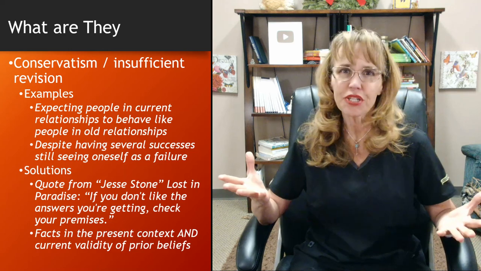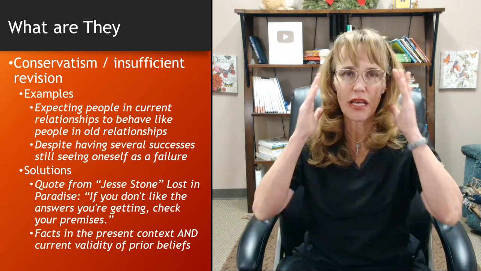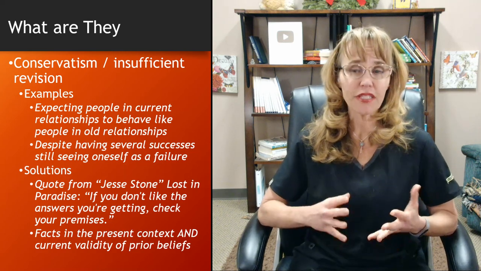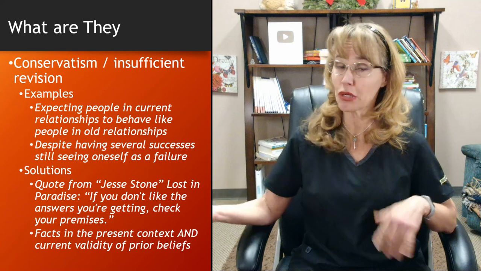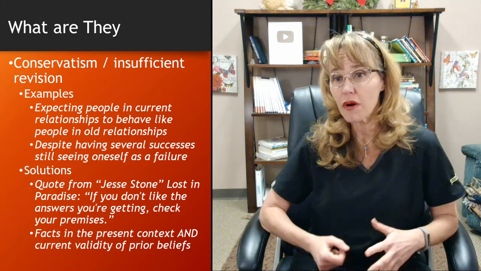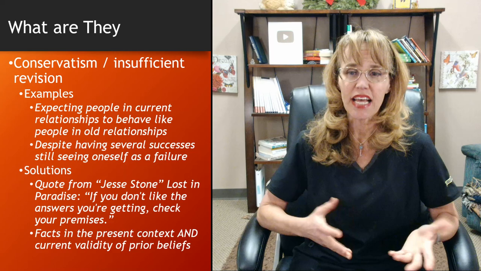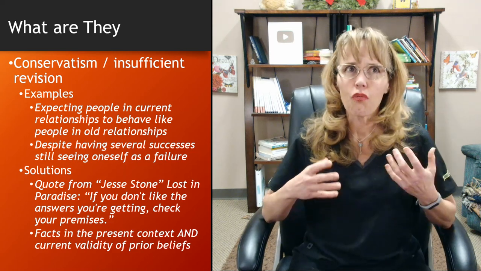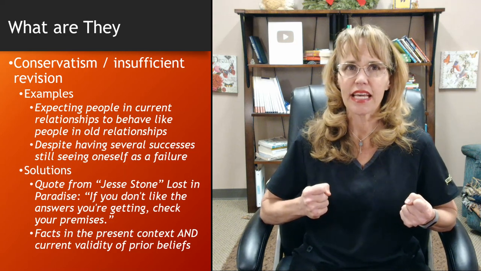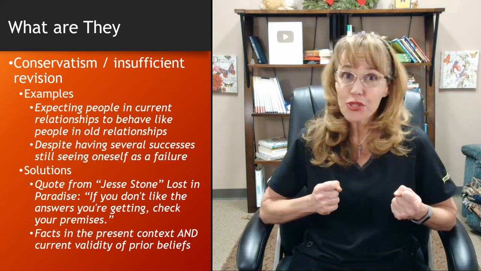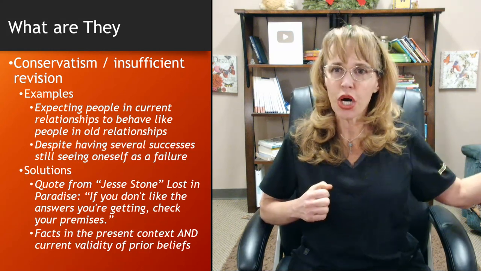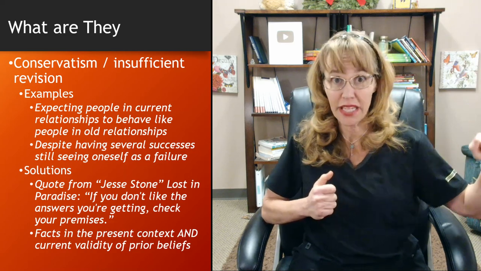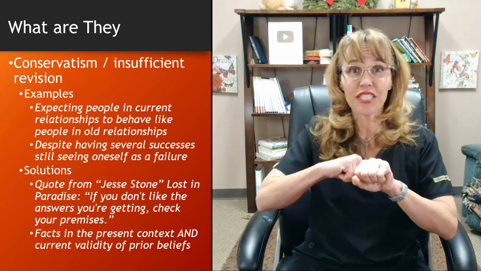Conservatism or insufficient revision is another bias that we often encounter. Examples could be expecting people in current relationships to behave like people in old relationships, or despite having several successes, still seeing oneself as a failure. What we've got here is a refusal, if you will, to let go of old premises, old beliefs, even in the face of contradictory information.